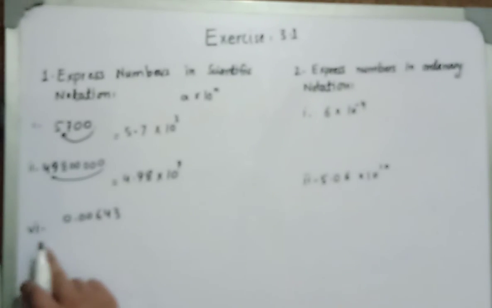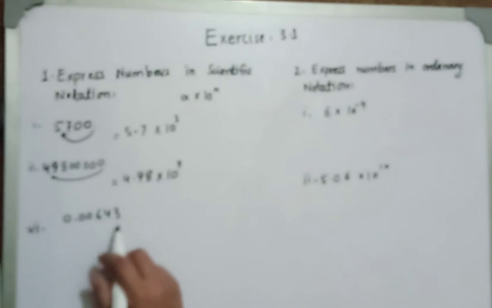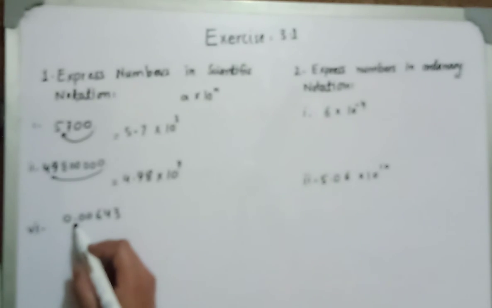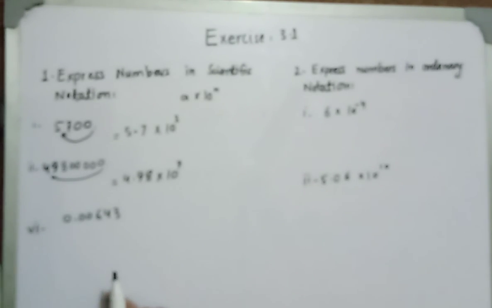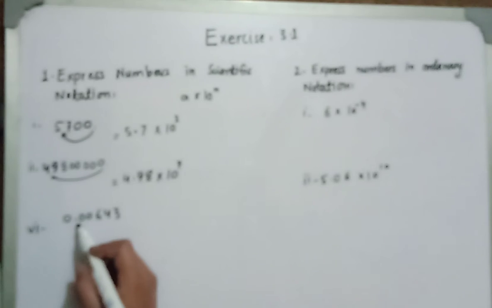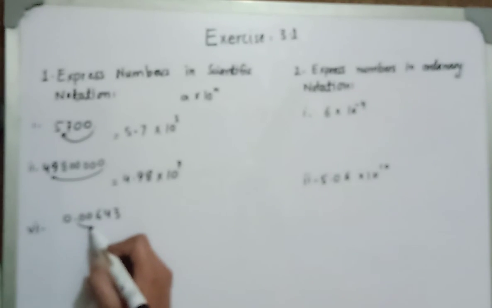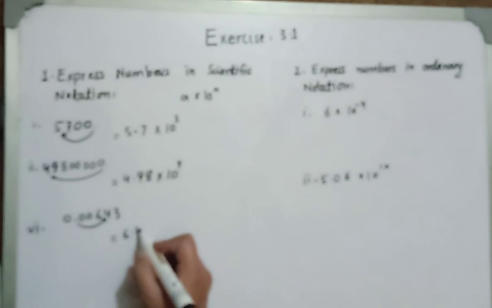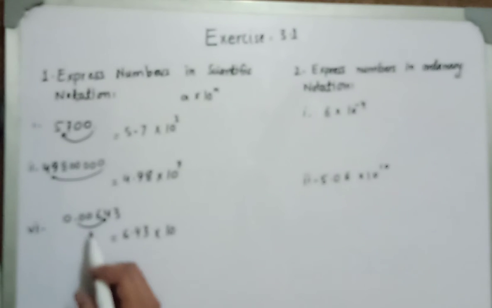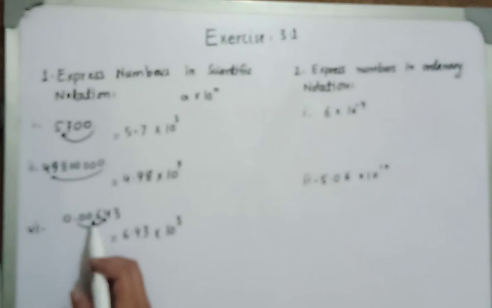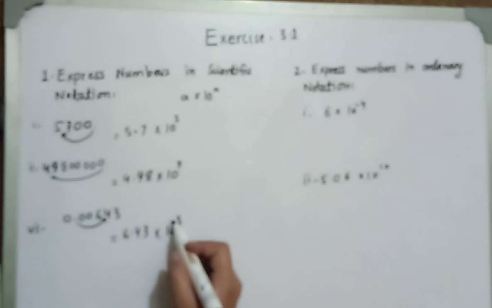Now in part 6, we have this number 0.00643. Again, according to scientific notation, we are going to write this decimal after the first non-zero digit, which in this case is 6. So we are going to move this decimal here after 6, right? So I will write 6.43 into 10 raised to the power 1, 2, 3. Now the power will be negative because we are moving the decimal from left to right. So now the power is minus 3.